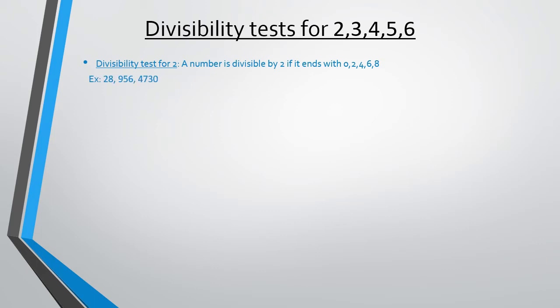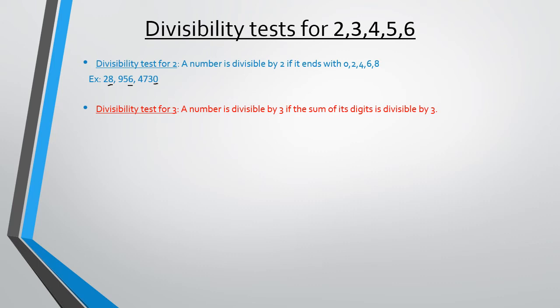Here we have 28, 956, 4730. Now all these are even numbers because all of them end with an even number. So directly we can say that they are divisible by 2.